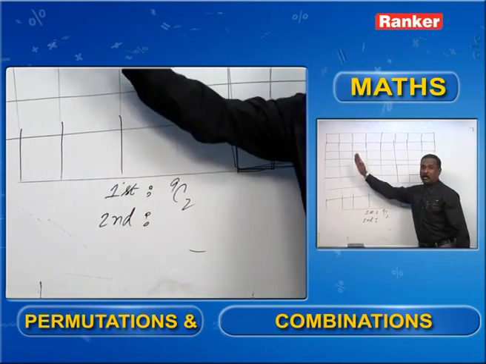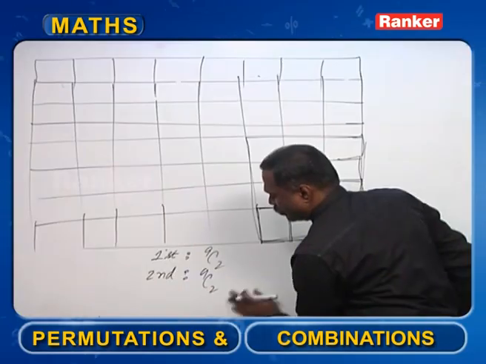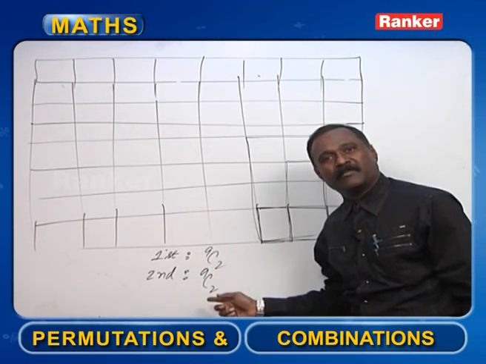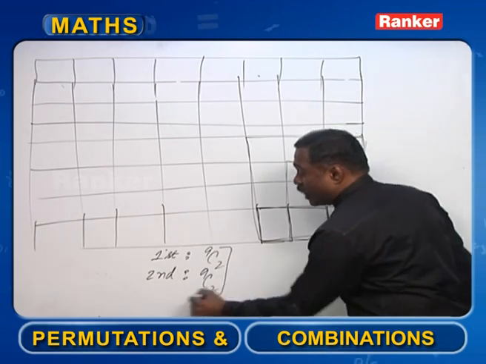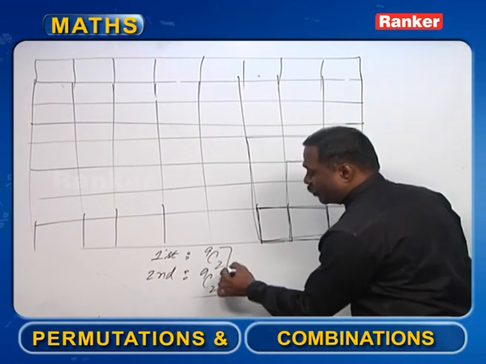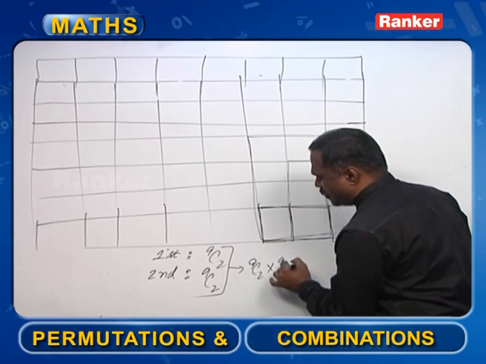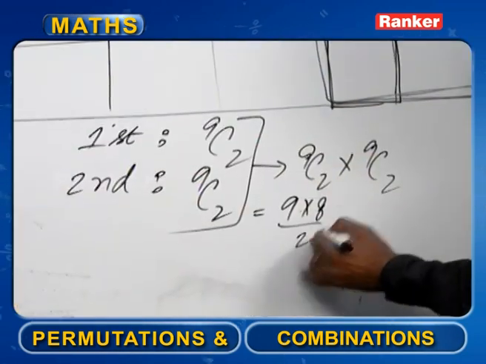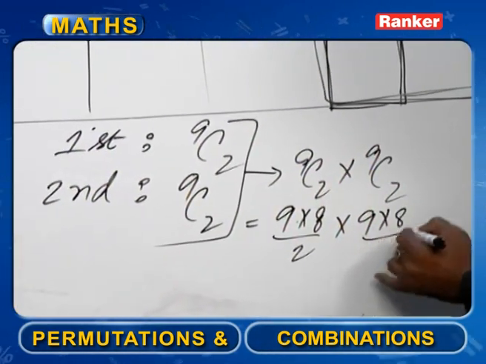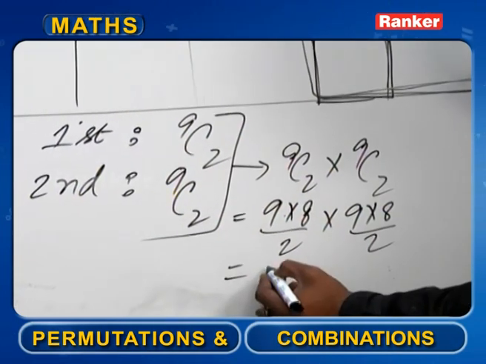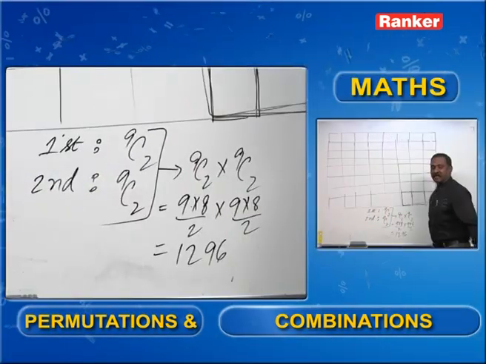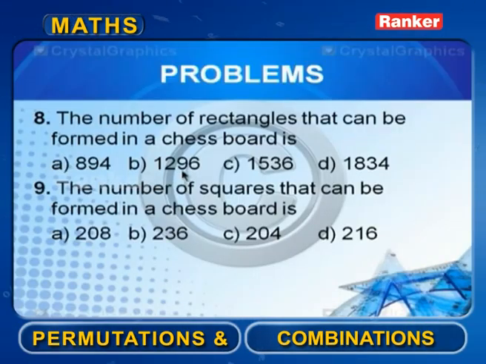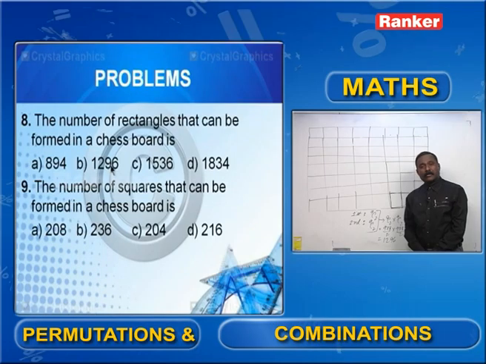From the vertical lines also, you can choose 2 lines in how many different ways? 9C2 different ways. So first operation can be performed in 9C2 different ways. Second operation can be performed in 9C2 different ways. These 2 operations, one after the other or simultaneously, can be performed in how many different ways? 9C2 into 9C2 different ways. What is 9C2? 9 into 8 upon 2 into 9 into 8 upon 2, which is nothing but 36 into 36, which is nothing but 1296. You can see the answer there. It is option B, 1296.